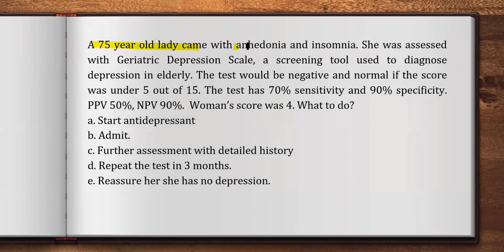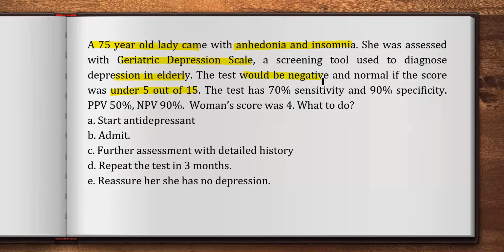A 75-year-old lady came with anhedonia and insomnia. She was assessed with the geriatric depression scale, a screening tool used to diagnose depression in the elderly. The test would be negative and normal if the score was under 5 out of 15.